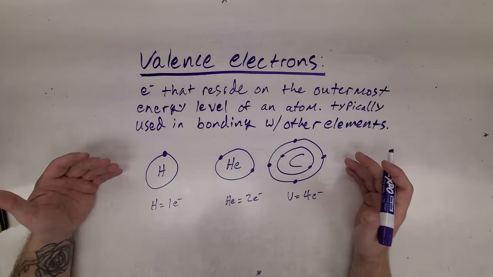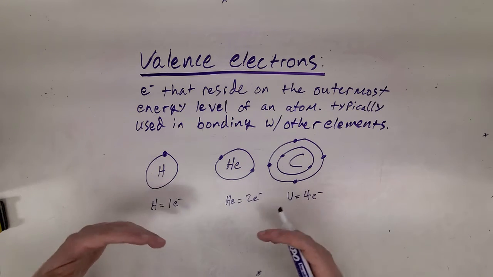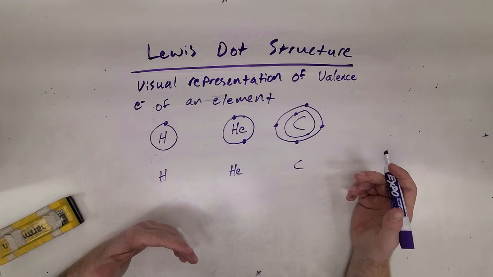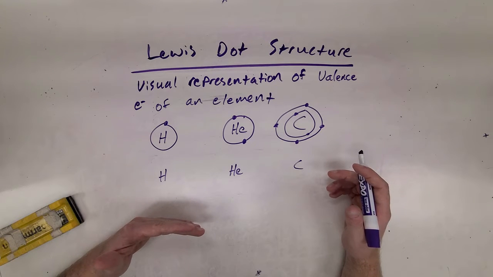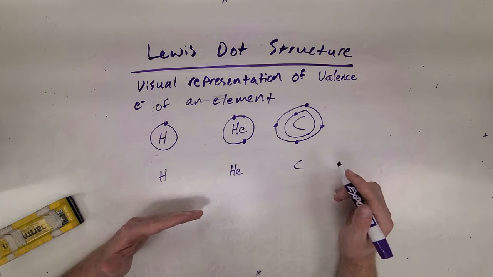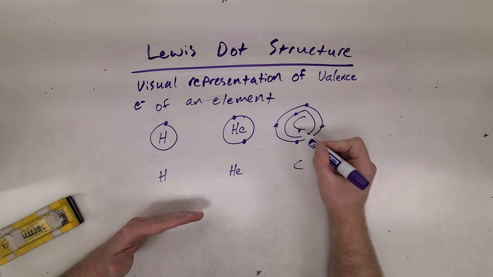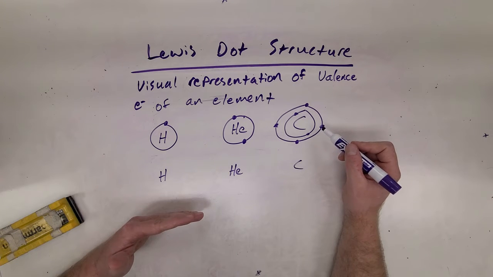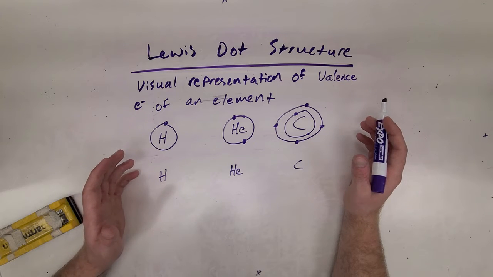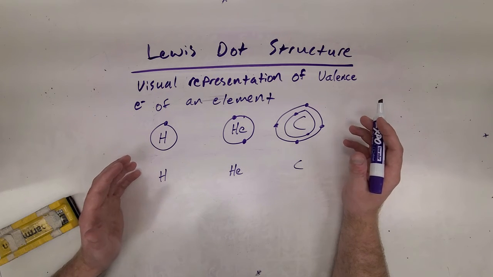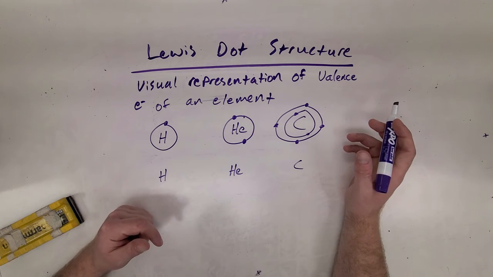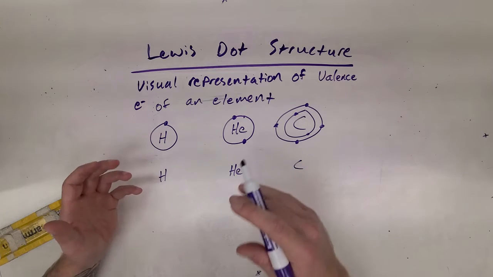Now, when we talk about these valence electrons, we draw different diagrams to represent them. The most common is Lewis dot structures. In a Lewis dot structure, all you include is the symbol and the valence electrons. So this just shows the valence electrons. We don't have to include anything beneath that outermost energy level as far as electrons go. The only thing we are focusing on is those electrons that get used in bonding or making lone pairs.